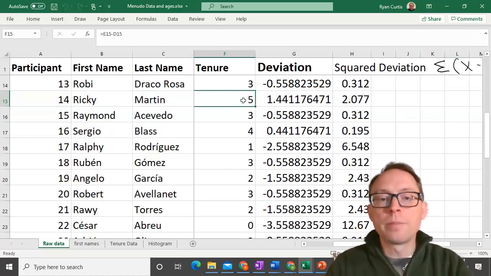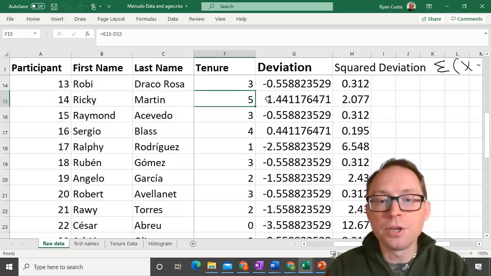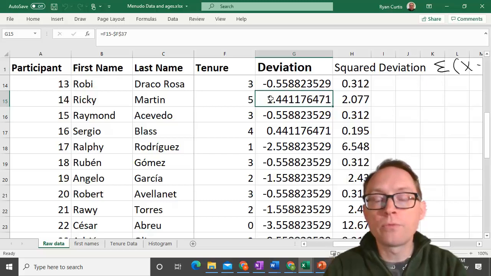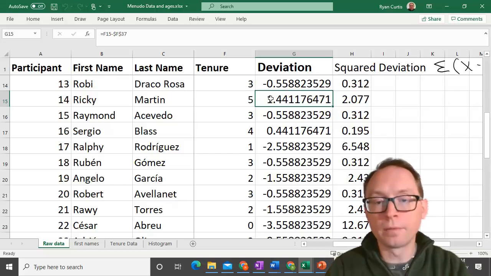He was in the band for 5 years, so this is in years. The deviation from the mean is 1.44. That means that he is 1.44 years above the mean. I know it's above the mean because this is a positive deviation, okay?